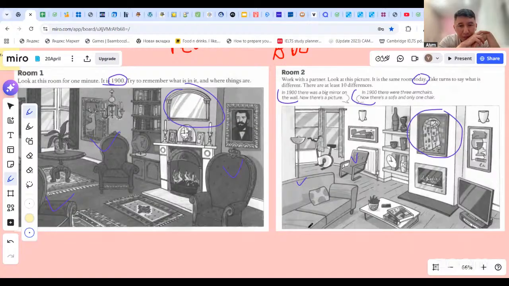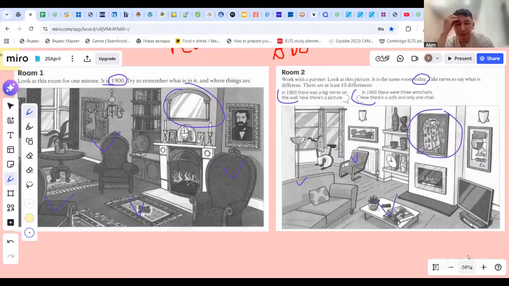In 1900 there was carpet. Where? I forgot, on the floor. On the floor, yes. And now? Now there is a table. Yes, now there is a table. Okay, yes, what else?